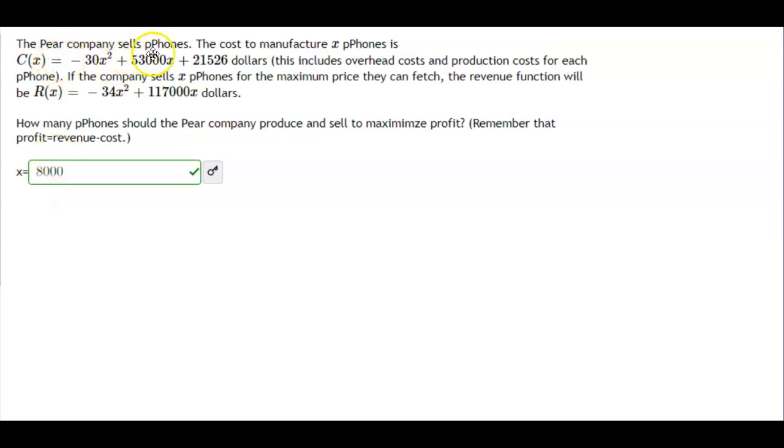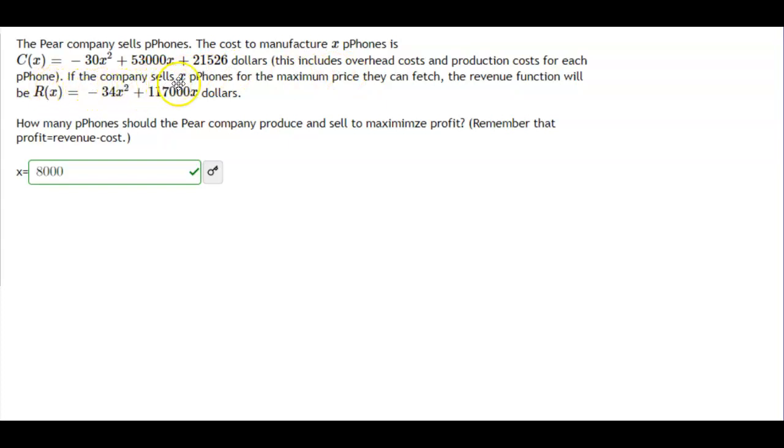The parent company sells P phones. The cost to manufacture X P phones is C of X, which is equal to negative 30X squared plus 53,000X plus $21,526. This includes overhead costs and production costs for each P phone.